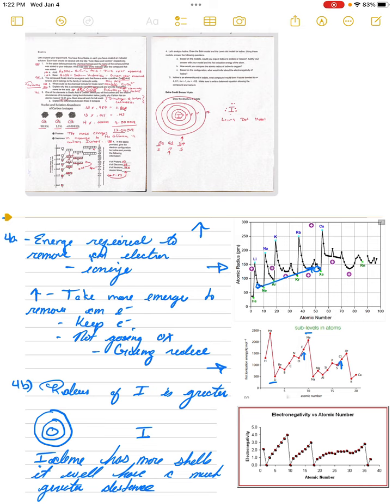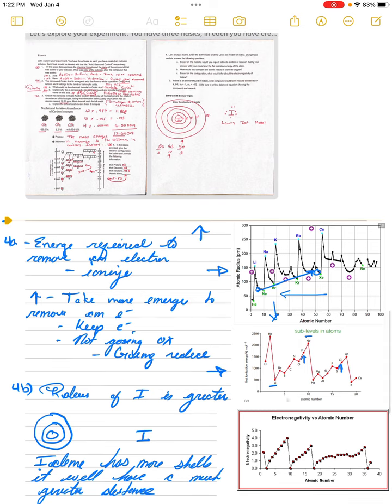Using your graph, you can see that it's bigger, and the reason is that as you go down from one period to the next, you're adding a new energy level, a new shell. As you add more shells, the distance from the center to the outermost shell gets bigger. In your notes, you should also have had on the periodic table that atomic radius increases to the left and increases down, because I told you specifically to draw that on your paper.